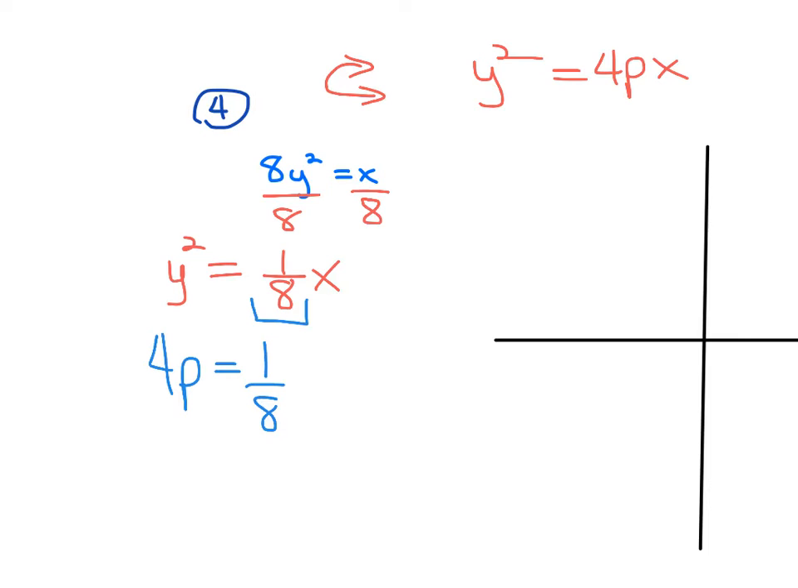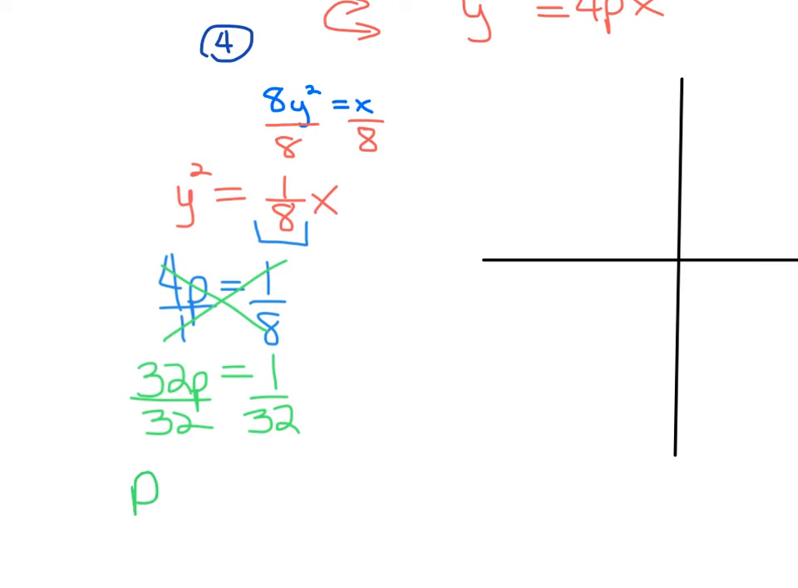So again, you could solve this as a proportion. Do the cross products. 32p equals 1. Divide by 32. And your p-value is 1/32. Let's go ahead and get our parabola graphed. Then we can put in the focus and the directrix.